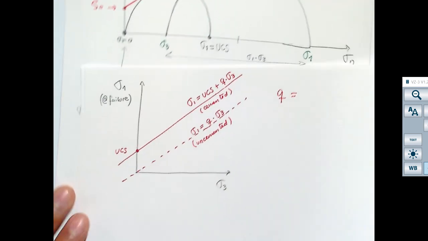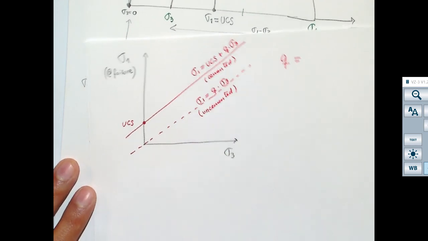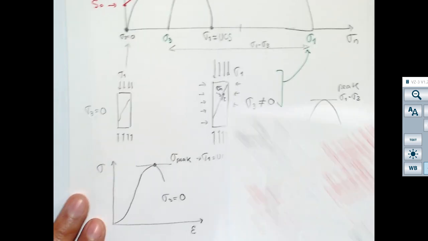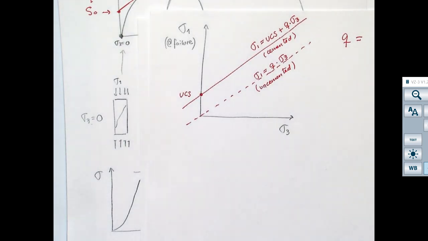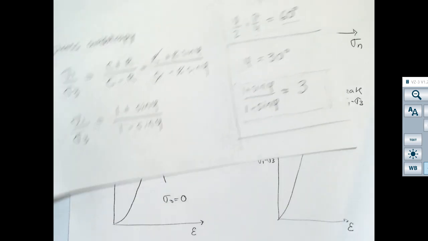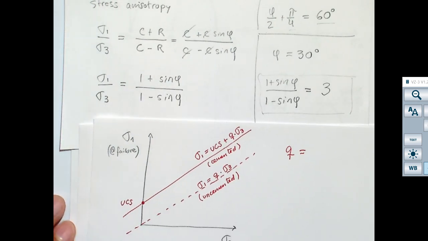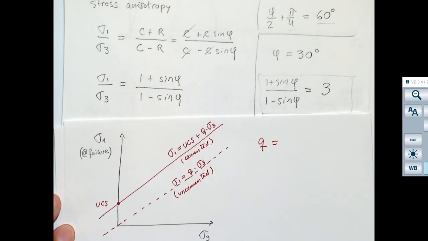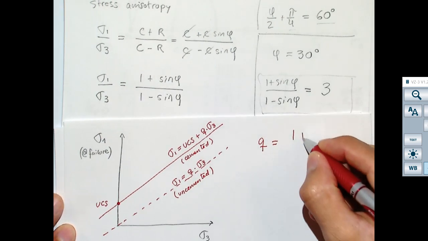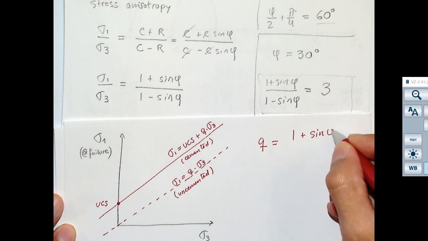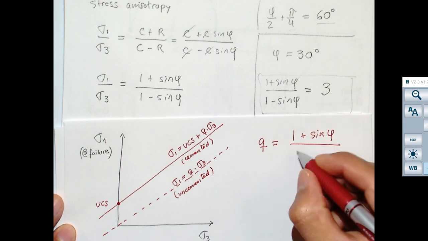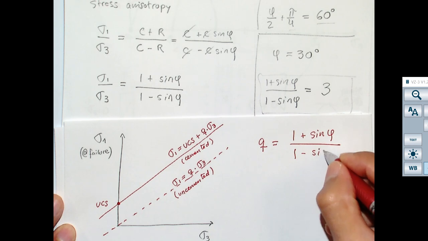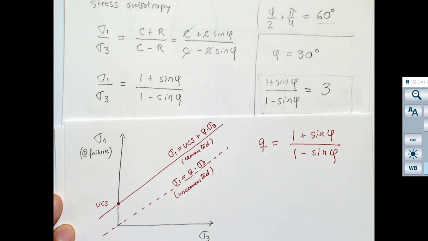And Q is just going to be sigma 1 divided by sigma 3, right? We found that equation last time. If you remember, sigma 1 divided by sigma 3 was equal to 1 plus the sine of the friction angle, divided by 1 minus the sine of the friction angle.